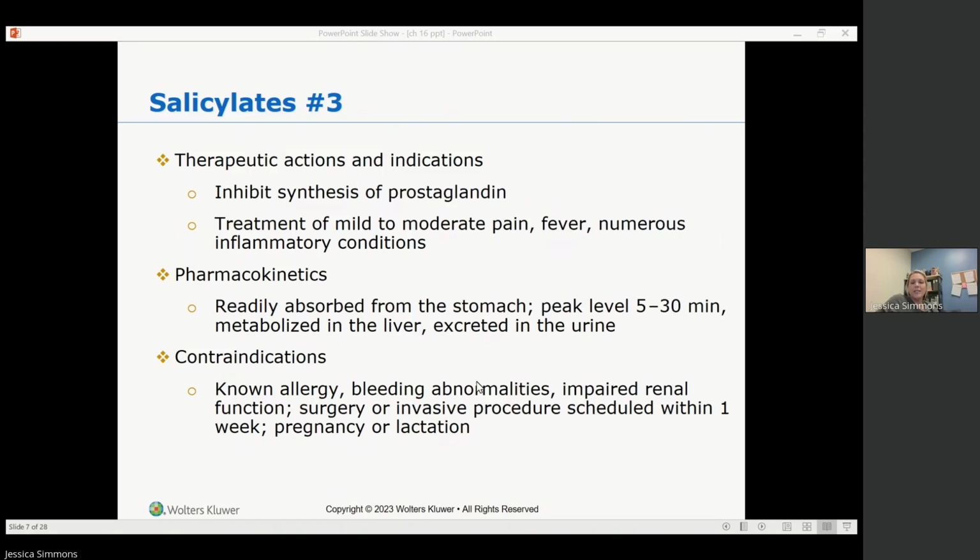Contraindications, and I'm just going to say to aspirin because I'm not going to ask you about any of the other salicylates. So contraindications for aspirin would be a known allergy to salicylates, bleeding abnormalities, impaired renal function, surgery or invasive procedure scheduled within 1 week because it has anti-platelet aggregation capabilities. So if you're having surgery or an invasive procedure, you want to be able to clot normally.